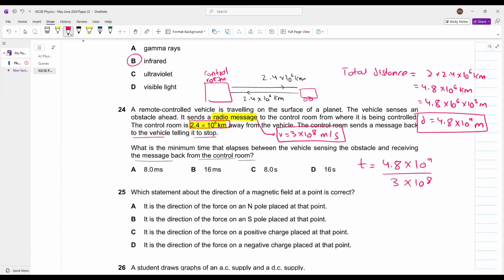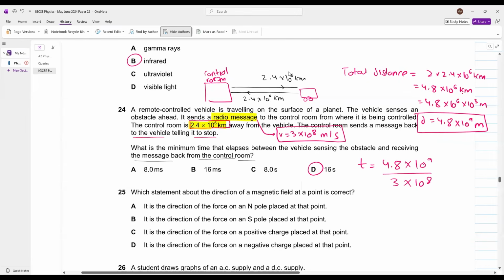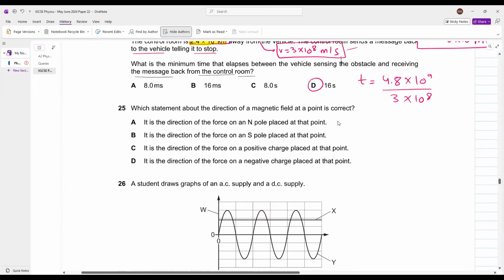4.8 × 10^9 divided by 3 × 10^8. आंसर आ गया, 16 seconds. D is your answer. ठीक है, ये बात समझ आई. 2 times हमने distance किया because the radio signal is going and coming back. Radio signal की speed क्या होती है? 3 × 10^8. Divide करो, time आ जाएगा.